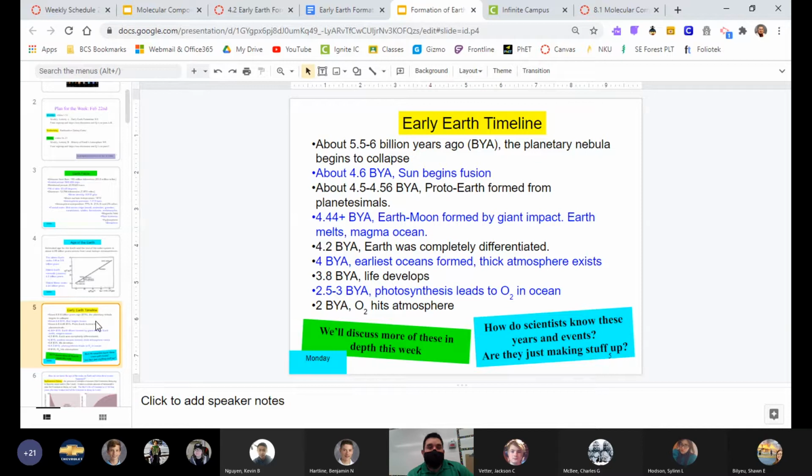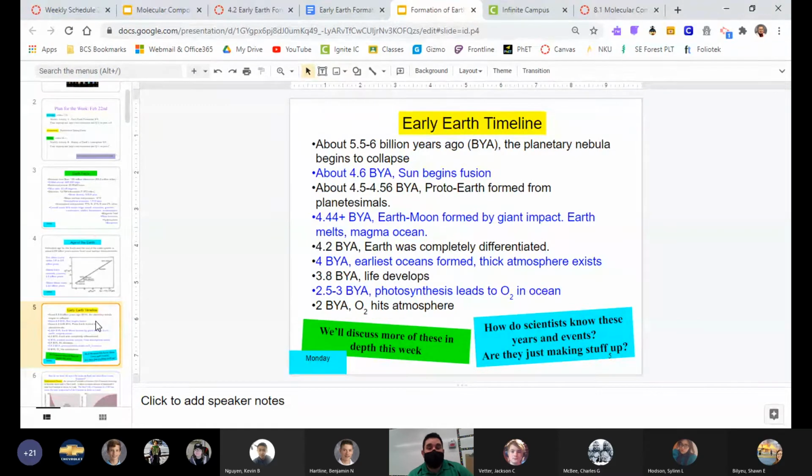And 4.2 billion years ago, Earth was completely differentiated. What we mean by that is that there were different layers of Earth. It took 400 million years for that to happen. About 4 billion years ago, early ocean water started to form and the atmosphere started to be there, call it the hydrosphere. About 3.8 billion years ago, we start getting life.